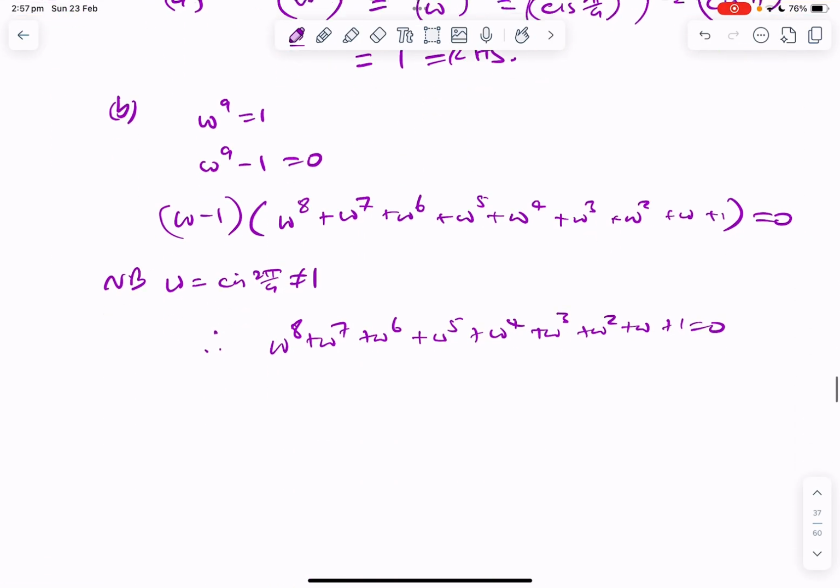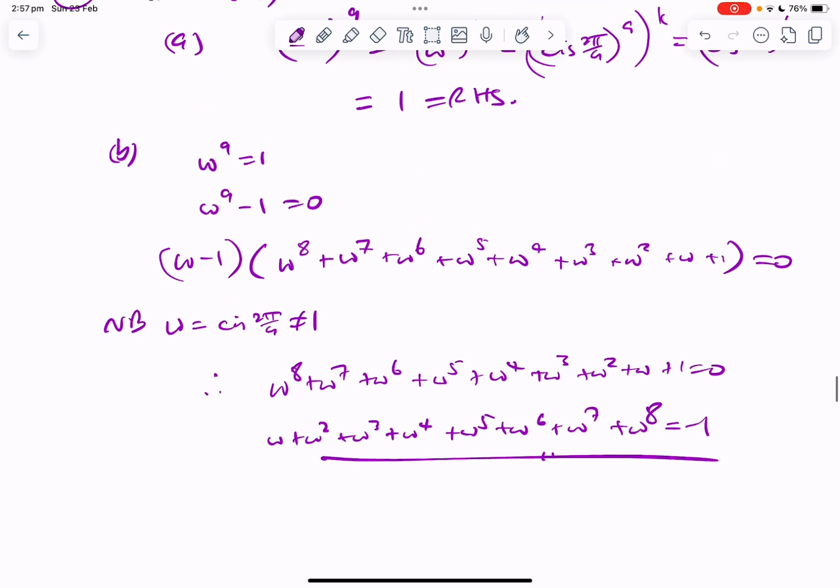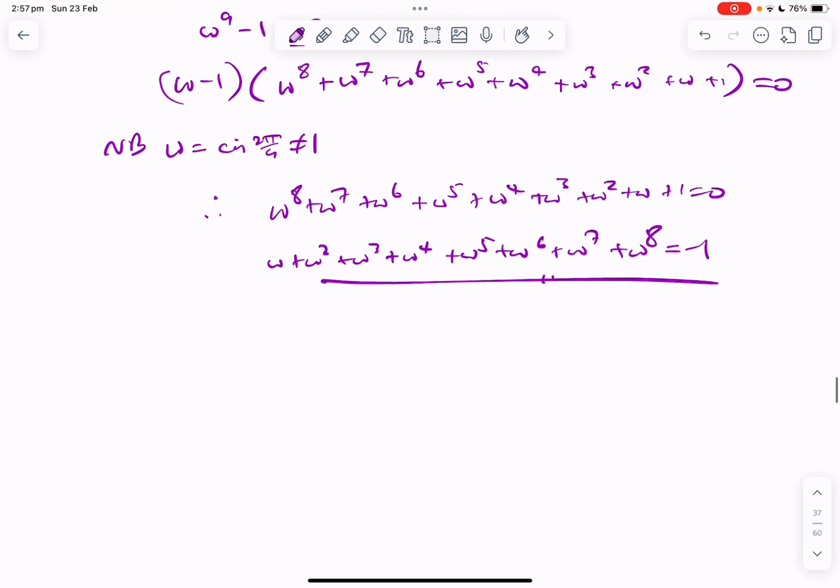And do I really need to write the last line? I guess I do. Omega plus omega squared plus omega cubed plus omega to the 4th plus omega to the 5th plus omega to the 6th plus omega to the 7th plus omega to the 8th equals minus 1 as required. Hence show the cost, the sum of costs or something.